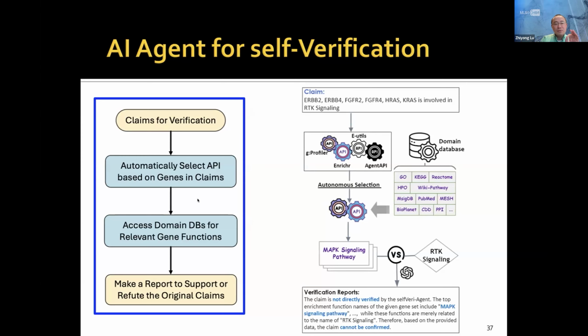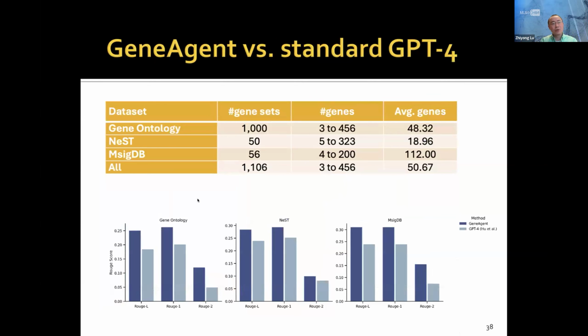So just by doing this, I'm showing you in this slide that on 3 different benchmarks, the GeneAgent with this self-verification agent based on domain databases, shown in dark blue, is able to outperform the standard GPT-4 consistently, and sometimes by a very large margin.